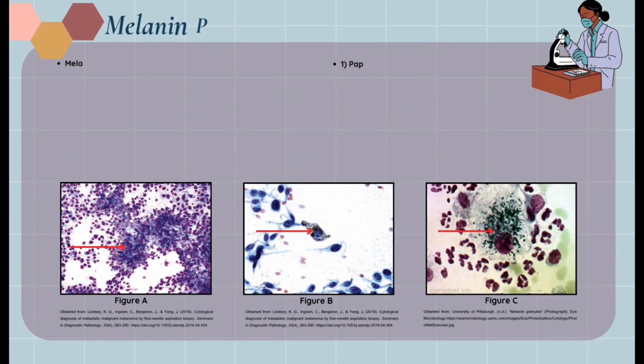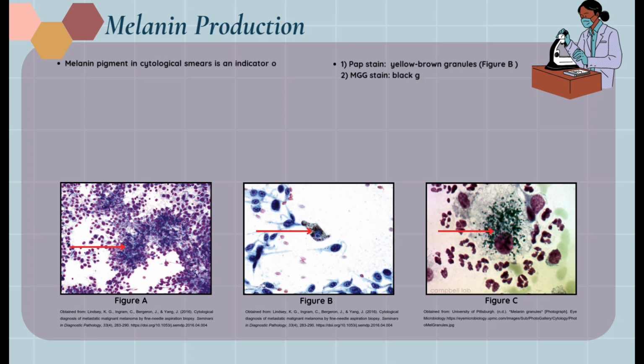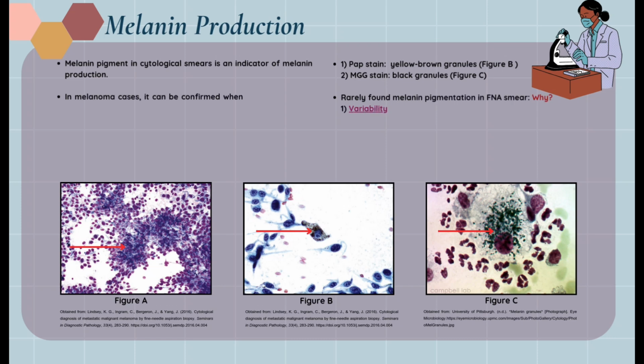Here are cytological features that show there is melanin production. The presence of melanin pigment in cytological smears is a significant indicator of melanin production, particularly in the context of diagnosing malignant melanoma. The identification of melanin production in cytological smears is characterized by dusty or finely pigmented granules evenly distributed in cytoplasm. It can appear as yellow-brown granules in Pap stain, in Figure B, and black with MGG stain, as in Figure C.